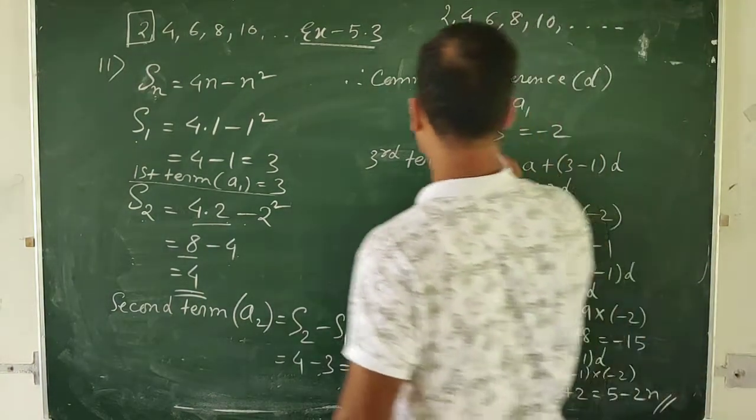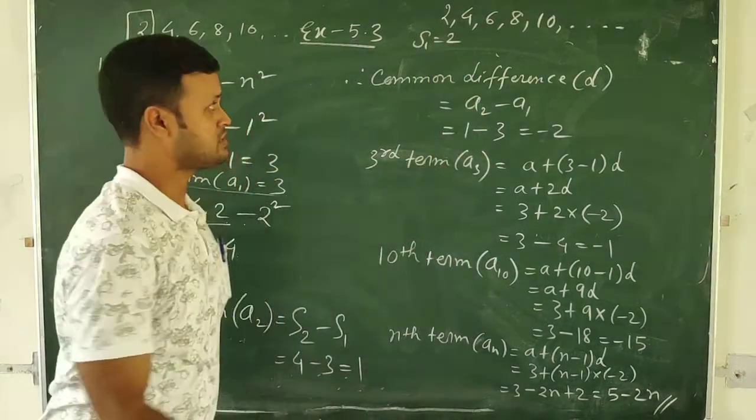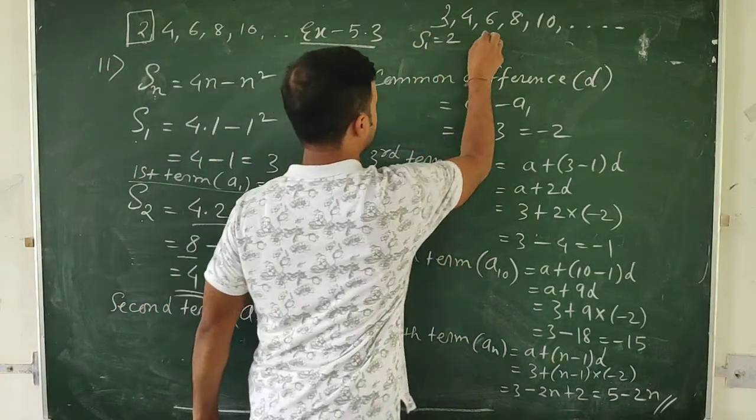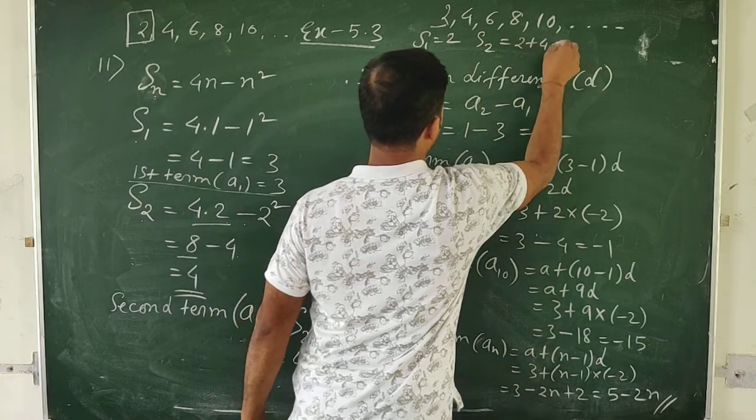So sum of one term will be, students, what? 2. Sum of one term means only one term I will do. Sum of two terms will be what? Sum of two terms will be 2 plus 4, that is equal to 6.